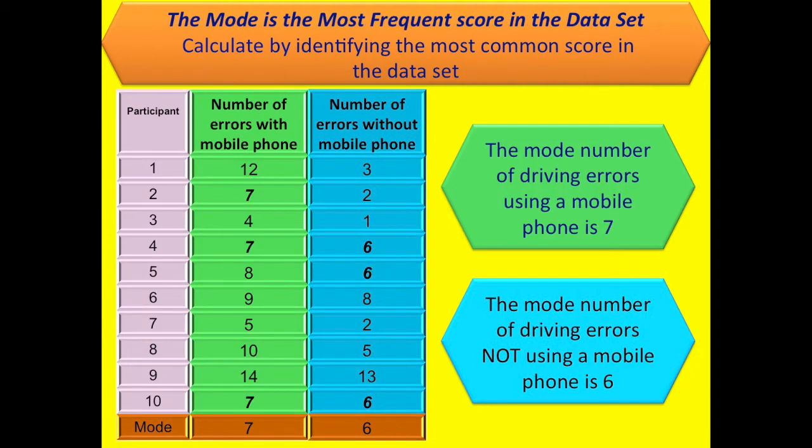The next measure of central tendency is the mode. Mode means fashionable in French, and so we're looking for the most fashionable score in that data set, or you might say the most frequent score. So you just look through the data set and identify which score is the most common. So the mode number of errors using a mobile phone is 7, and the mode number of driving errors not using a mobile phone is 6.